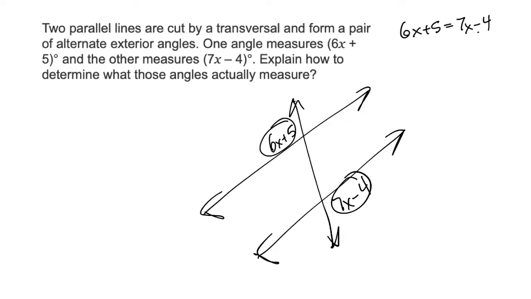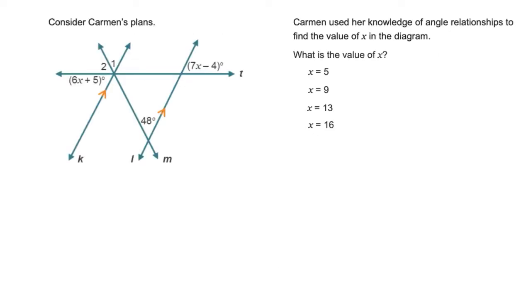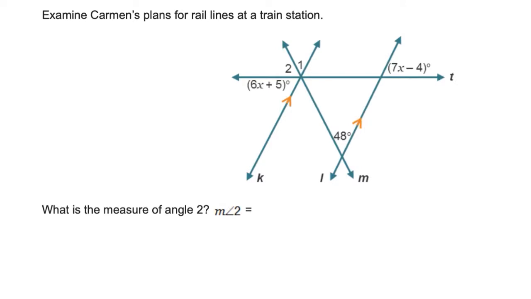And then once we solve for x, and I'm solving it slightly different now just for funsies, we get 9 equals x. Putting 9 in for x gave us 54 plus 5, which gave us 59. Do it with 7: that would be 63 minus 4, which would also give us 59, because they have to be the same. So yeah, they would be 59 degrees. All right, we're back to these plans, and we solved them already. We got x equals 9. Let's move on.